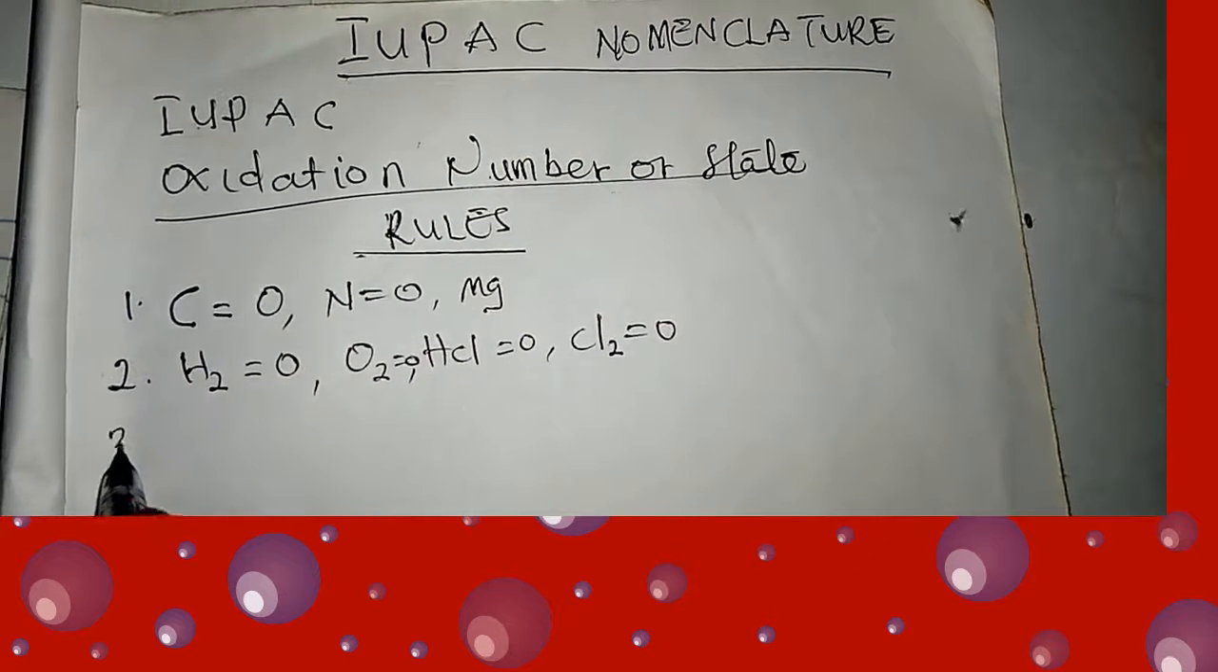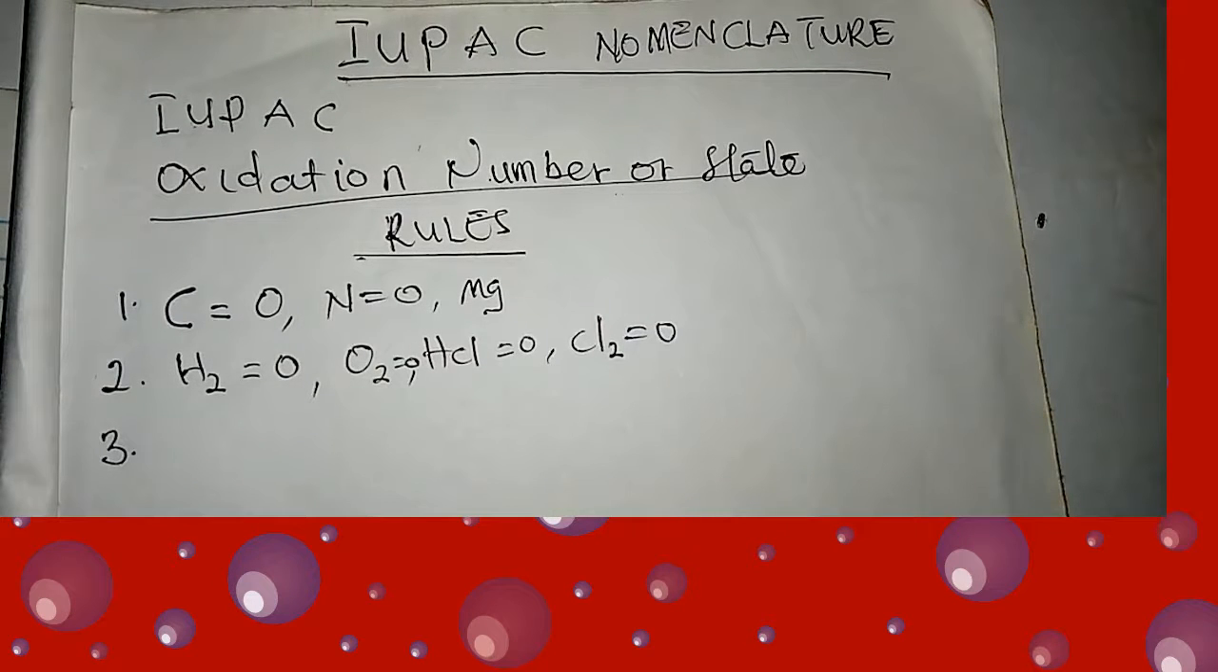After knowing all these rules, it will be very easy for you to calculate the oxidation state or number for any other compound or element given to you. Okay, so let's move on to the third rule. The third rule says that the oxidation state of an ion derived from a single atom is equal to the charge.